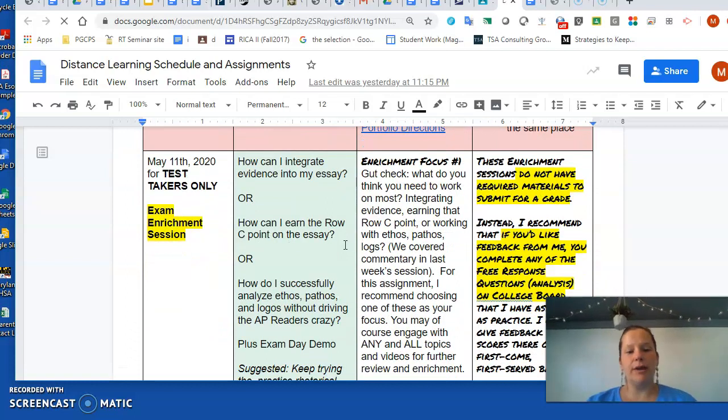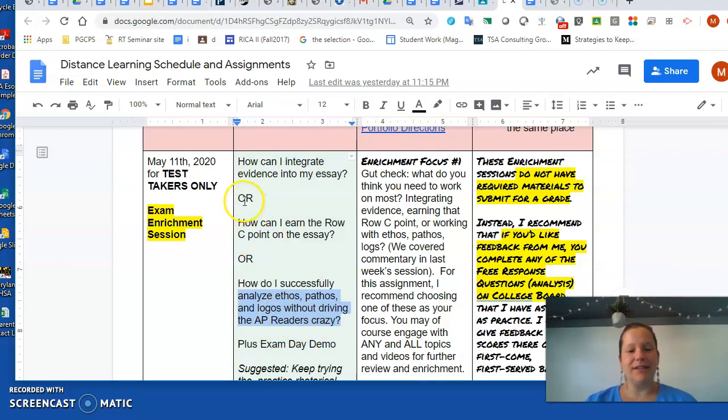Okay, so our focus for this week has sort of a choose your own adventure style: integration of evidence into the rhetorical analysis essay, that sort of illustrious and mysterious row C point. Or if you feel like you really tend to notice ethos, pathos, and logos and you want to know how to analyze it without driving the AP readers who score your essay totally nuts, I've offered that as a focus as well.